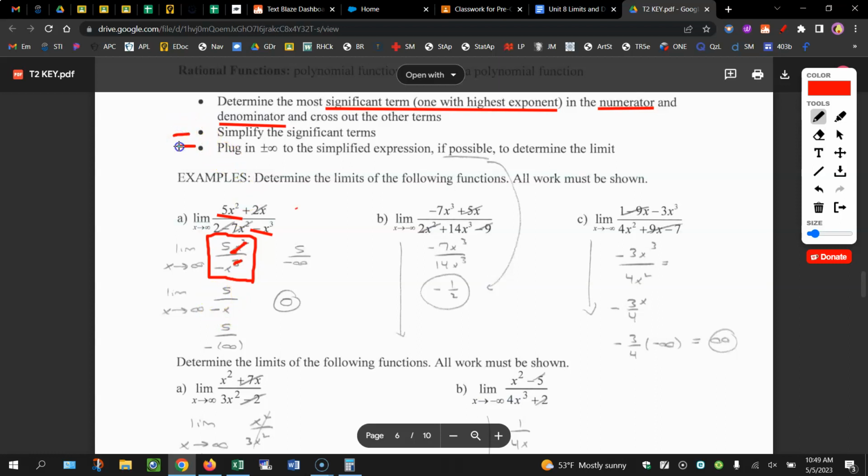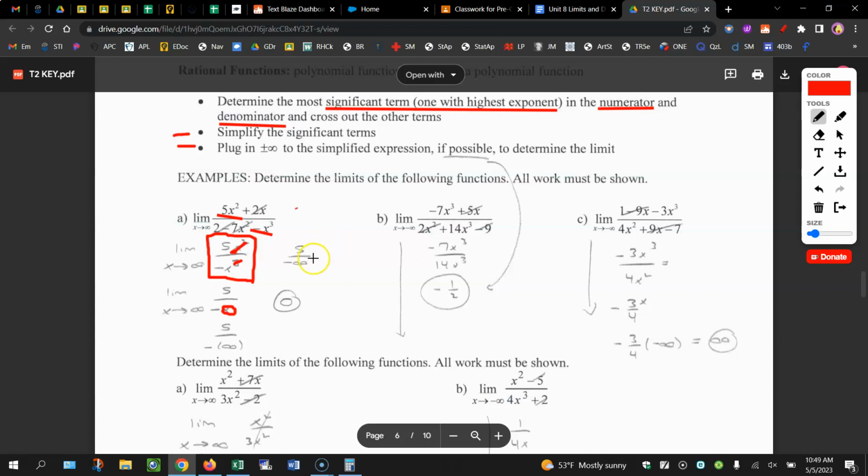And now we're going to substitute in either that positive or negative infinity. So here, as x approaches infinity, we're just going to substitute infinity in for x: 5 divided by negative infinity. So you need to think about what happens if you divide 5 by a very large negative number. If you divide 5 into 100 parts, 1,000 parts, 1,000,000 parts, a zillion parts, each part is getting smaller and smaller and smaller.